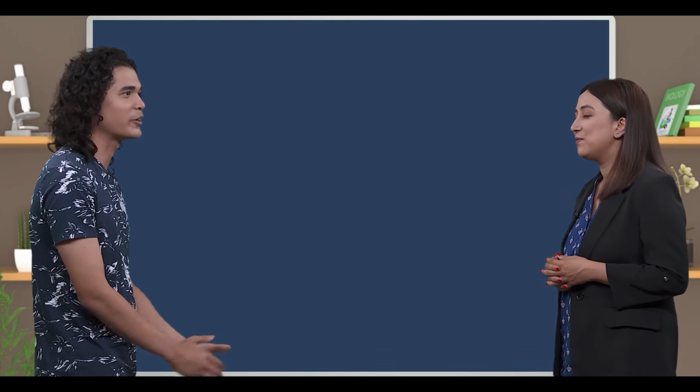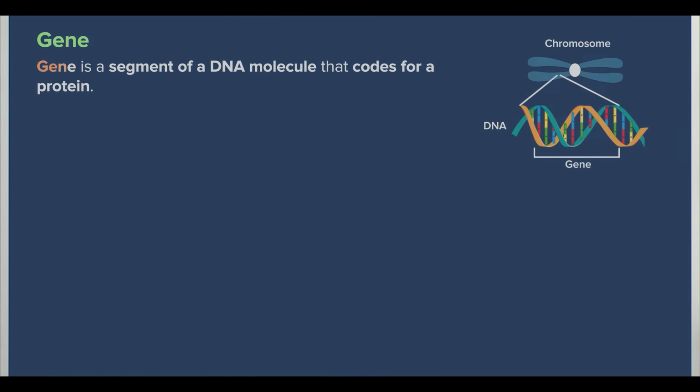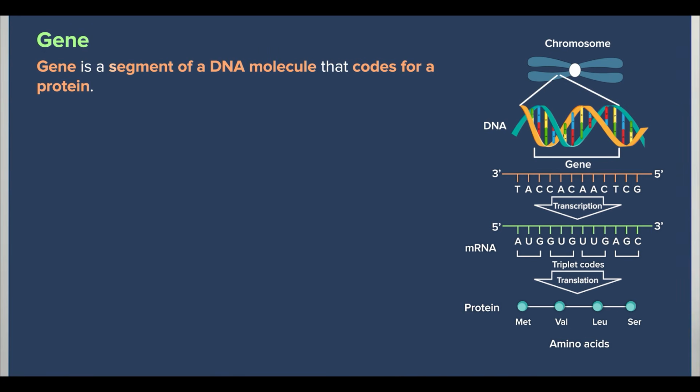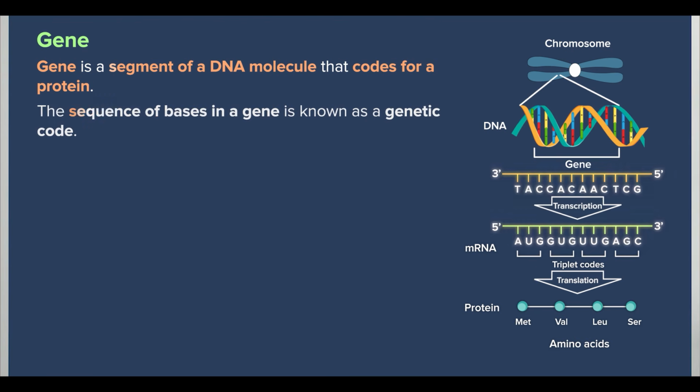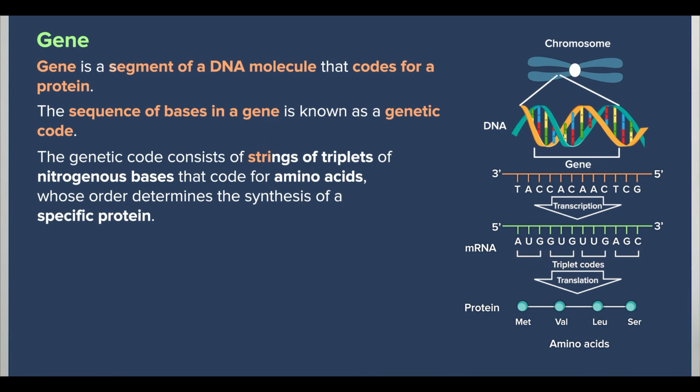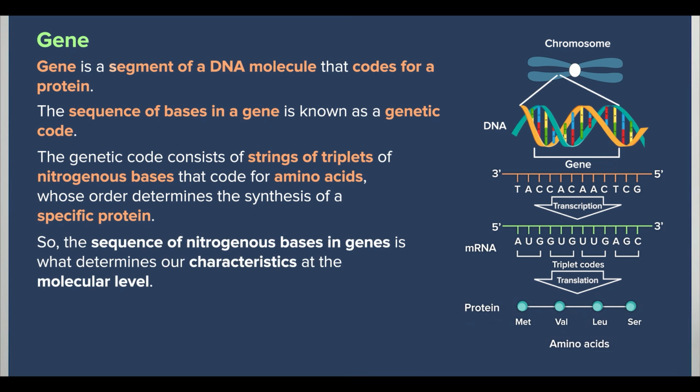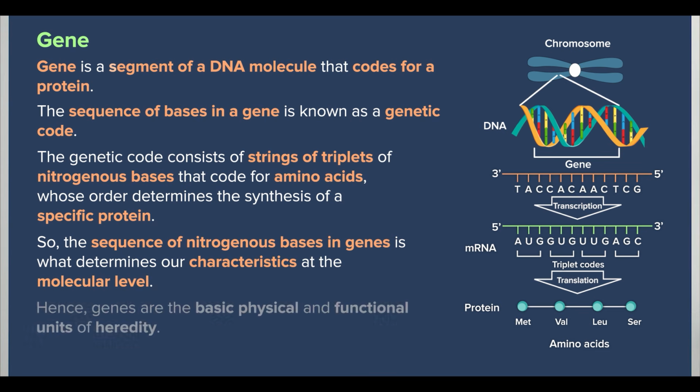That's easy. Here we go. Gene is a segment of DNA molecule that codes for a protein. So, a gene is basically a programmer. The sequence of bases in a gene is known as a genetic code. The genetic code consists of strings of triplets of nitrogenous bases that code for amino acids, whose order determines the synthesis of a specific protein. So, the sequence of nitrogenous bases in genes is what determines our characteristics at the molecular level. Hence, genes are the basic physical and functional units of heredity.